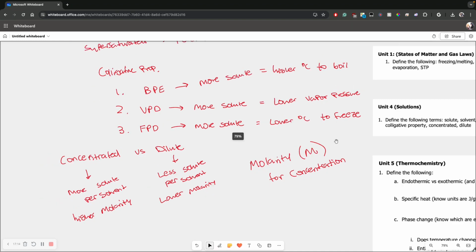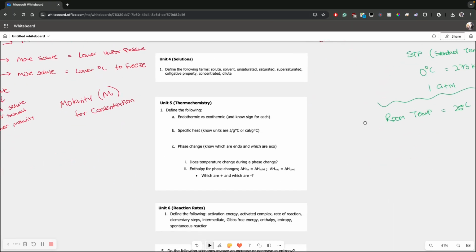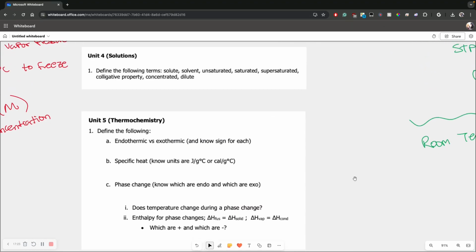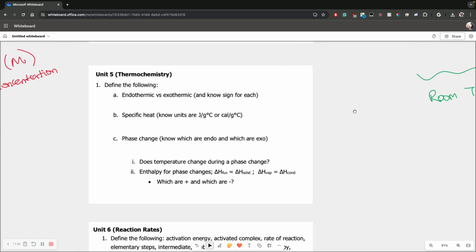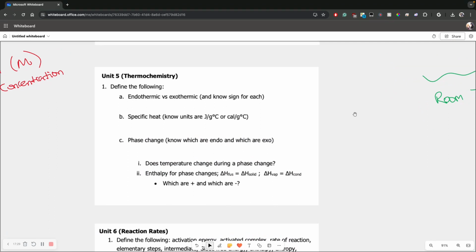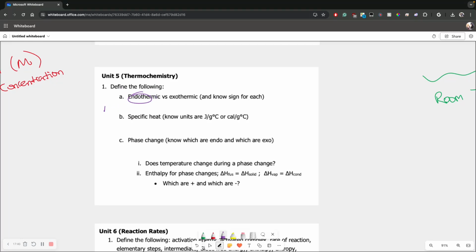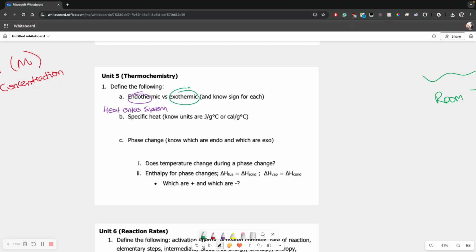Alright, that covers that question. And let's go on to thermochemistry. Define the following: endothermic and exothermic. Easy way to remember this: endothermic, heat enters the system. Let's do this in purple. Endothermic, heat enters system. And exothermic, heat will exit the system. Heat exits system.